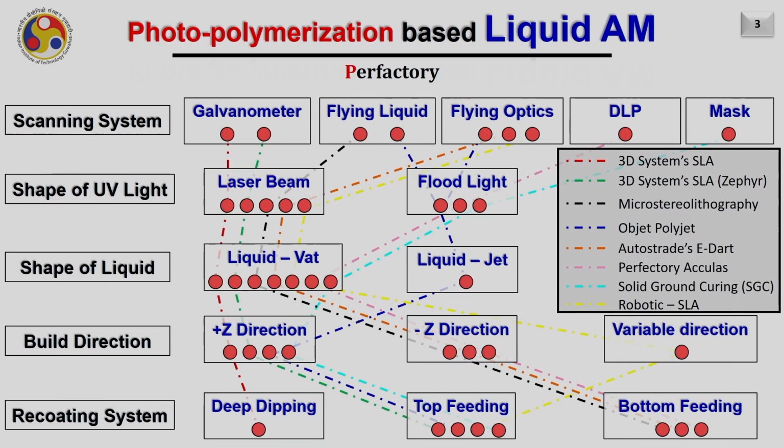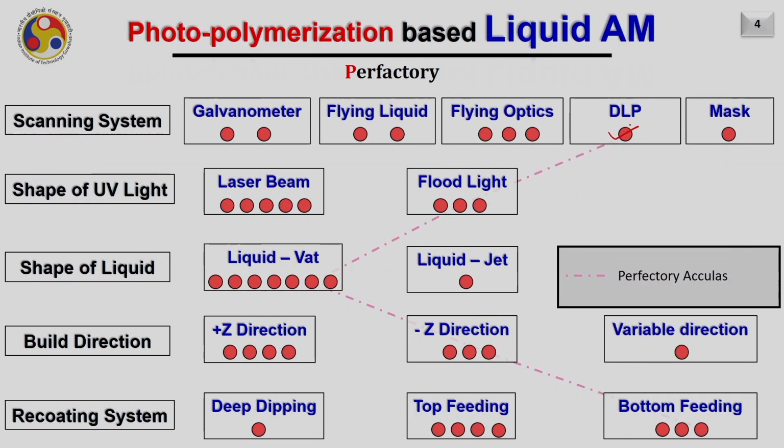So, if you recall, we have classified the wet photopolymerization based liquid additive manufacturing processes based on different subcomponents such as the scanning system, shape of UV light, shape of liquid, build direction, and recoating system. You can see that the Perfactory, which is here, uses DLP for scanning the layers, and it uses floodlight instead of a laser beam. Also, it uses a liquid vat, that means there is a bed of liquid, and it builds the object in the -z direction.